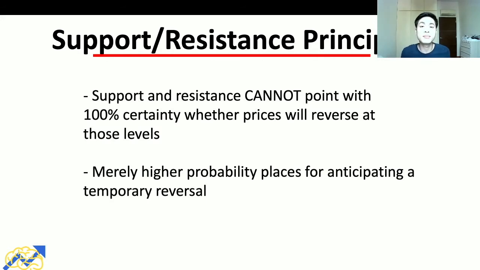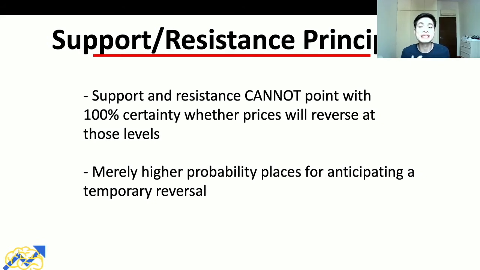The next important support and resistance principle that we need to know is that support and resistance cannot point with 100% certainty whether prices will reverse at those levels. So support and resistance levels are not some magical points on our price chart that prices will automatically reverse when reaching those levels.